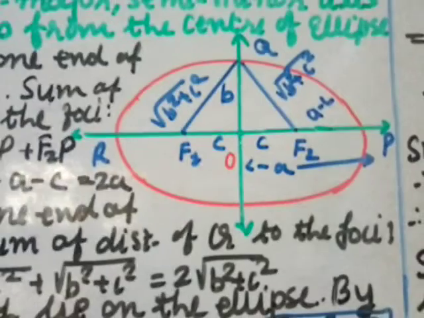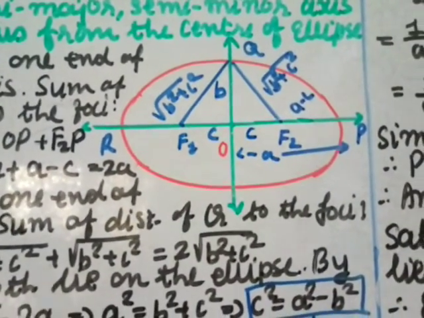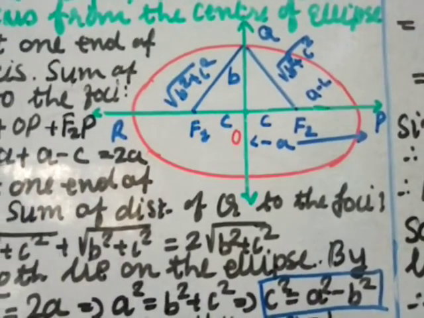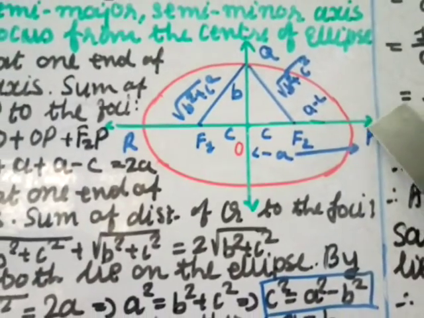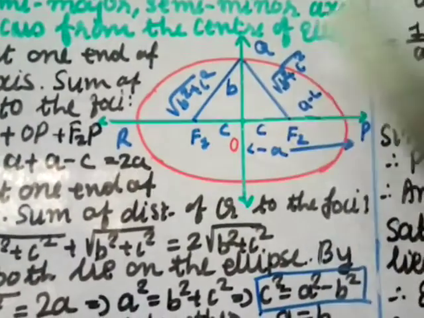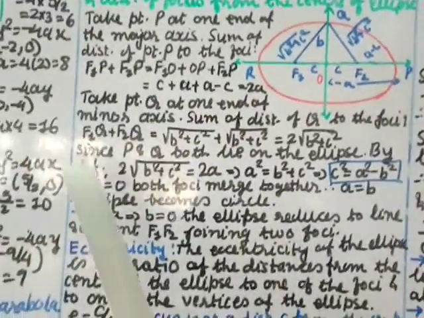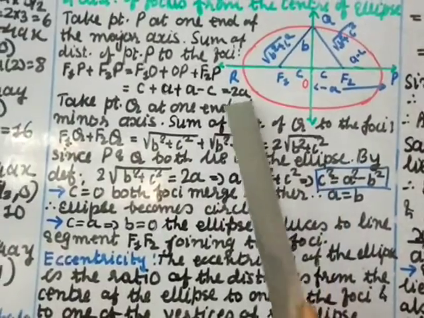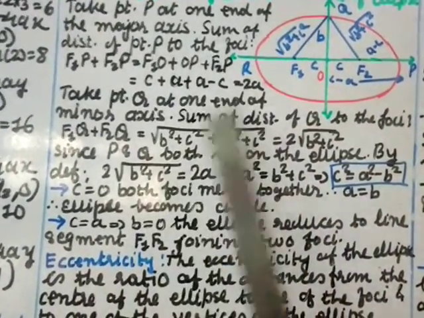Now P and Q are both on the ellipse. By definition, the sum of the distances of a point on the ellipse from the two fixed points remains constant. That means the sum for P from the two foci should equal the sum for Q from the two foci. So we can equate both. Since P and Q both lie on the ellipse, this value equals this value. So I write 2 times the square root of B square plus C square equals twice A.